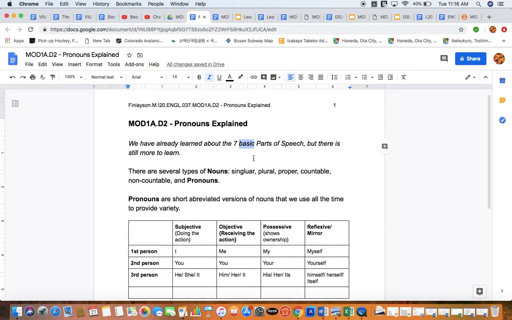When I pointed out that there are 7 basic parts of speech, the key word there is basic, because actually there are more than 7 types of words in the English language, right? But they're often connected together. So today we're going to deal with the first type of subcategory, and that is pronouns. So there are several types of nouns. I've already kind of laid that out yesterday.